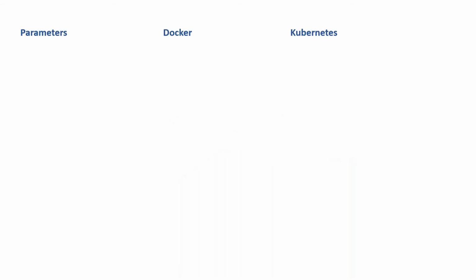Parameter: Docker, Kubernetes. Docker is developed by Docker Inc. Kubernetes is developed by Google. Okay, Kubernetes is a Google product. Google has a competitor, that is OpenShift. OpenShift and Kubernetes are the same functionality-wise. OpenShift is a Linux product, a Red Hat product. So Kubernetes is a Google product.